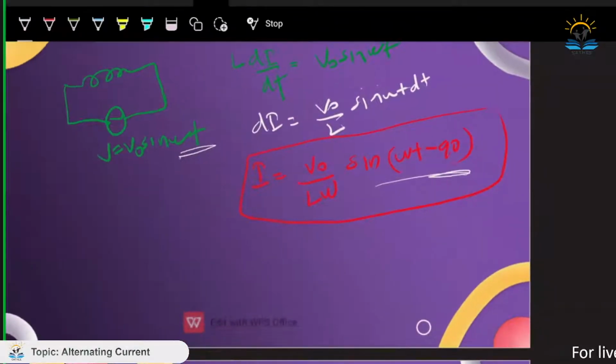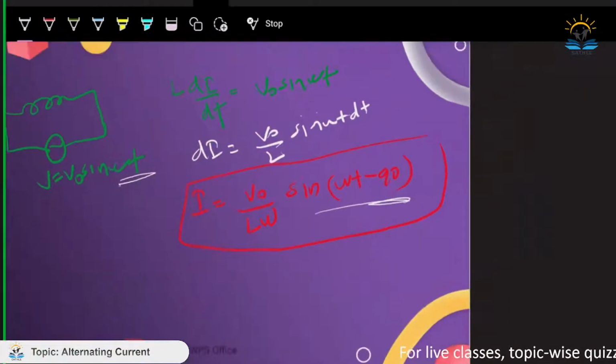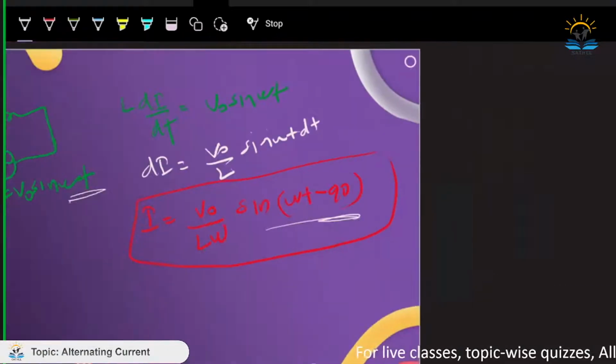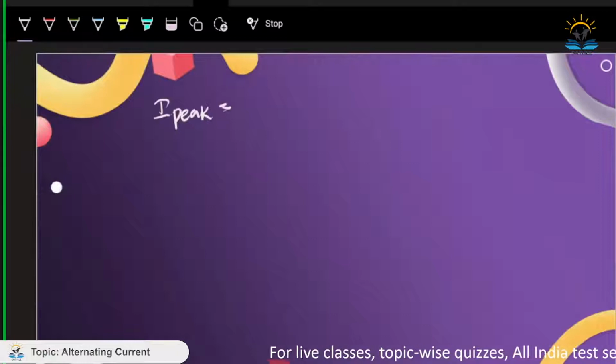Leading here, current is lagging by 90 degrees when an inductor is connected. Everyone understood? Okay.